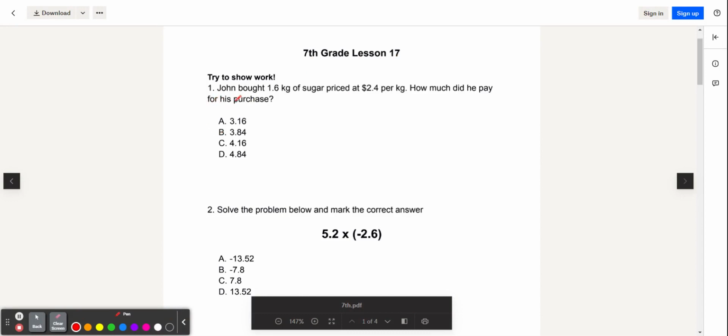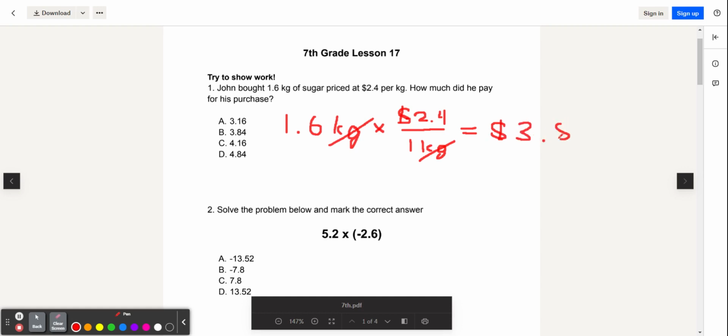Problem 1 asks, John bought 1.6 kilograms of sugar priced at $2.4 per kilogram. How much did he pay for his purchase? So, he bought 1.6 kilograms, and we know that each kilogram is exactly $2.40, or $2.4. Now, all we need to do is multiply, because these units will cancel out, and it's over 1. So, all we need to do is figure out what 1.6 times 2.4 is. And this is $3.84, which is B.